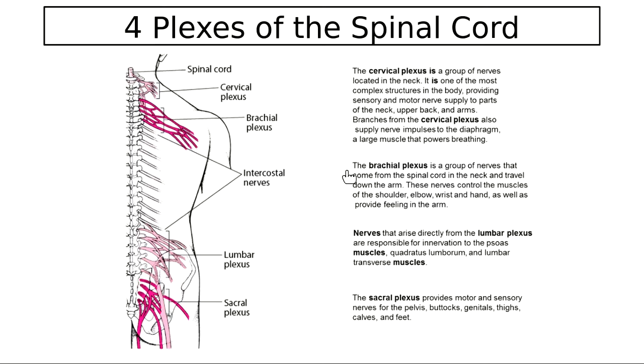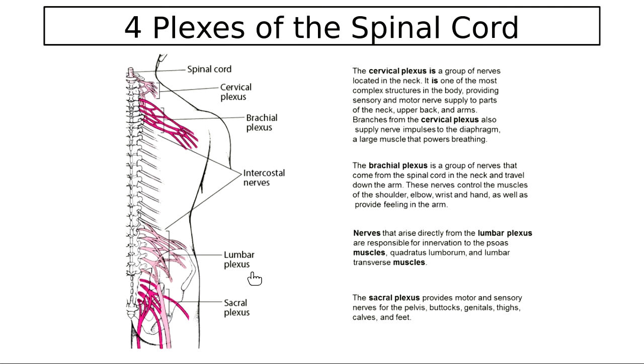You have the brachial plexus, number 2, goes to your neck and shoulders. There it is right there. The brachial plexus is a group of nerves that comes from the spinal cord in the neck and travels down the arm. These nerves control the muscles of the shoulder, elbow, wrist, and hand, as well as provide feeling in the arm. When I had my elbow surgery, when I broke my elbow, they gave me a shot in this plexus, and I didn't even know I had an arm. I had nothing out there, no feeling, no nothing.